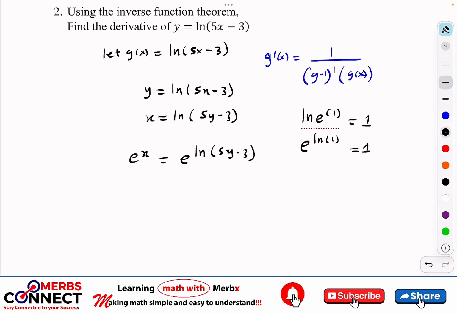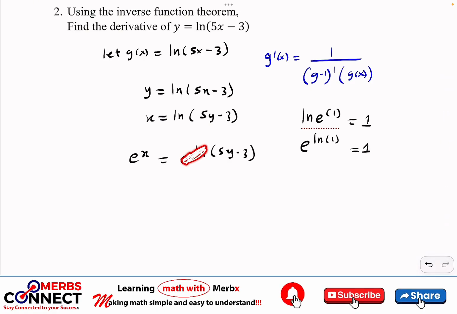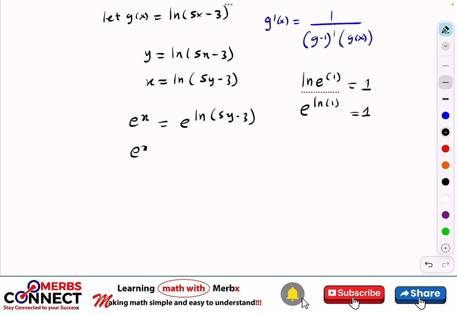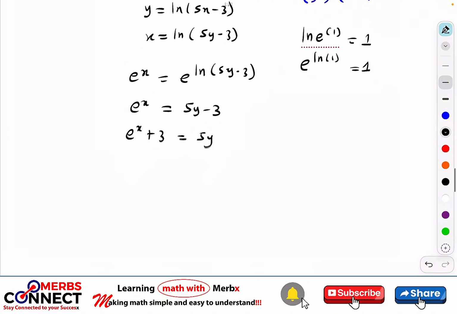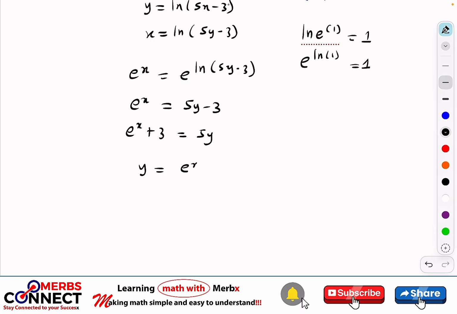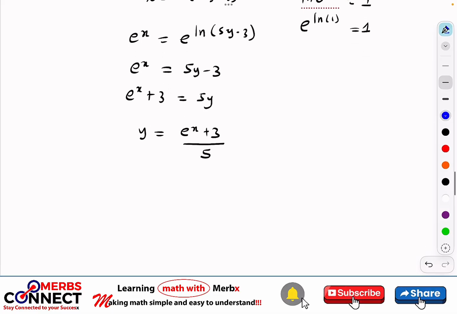Great. So this is what I'm going to get, right? So you see that e to the power natural log of this is going to give us just what is inside the parenthesis here. So this is going to be e to the power x, which is equal to 5y minus 3. Making y the subject, move minus 3 to the left and have e to the power x plus 3 equals 5y, and our y will be equal to e to the power x plus 3 divided by 5. So this will be our g inverse.